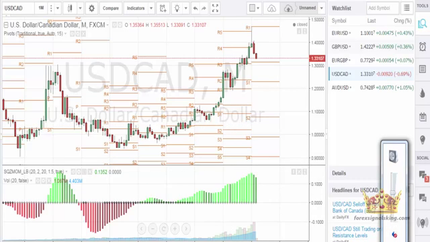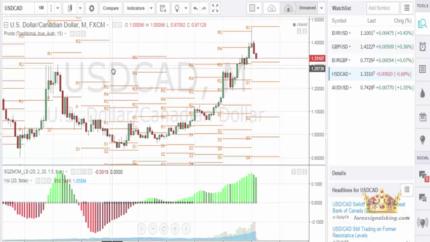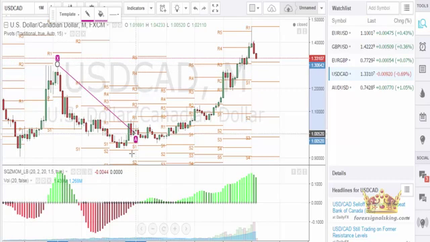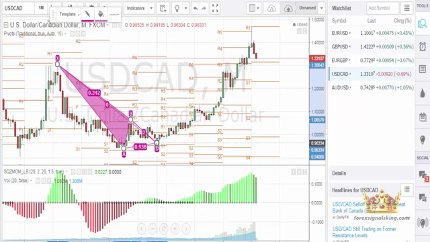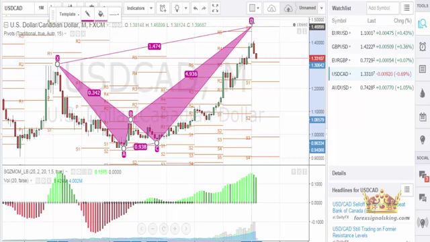Right now, we're going to analyze the USD Canadian together. I have the chart of the monthly time frame of the USD Canadian. I'm going to take the cipher pattern tool and draw. Oh, wow, what I can see right now is a very strong shark pattern on the monthly time frame of the USD Canadian.